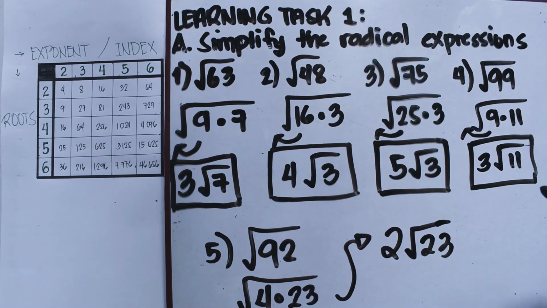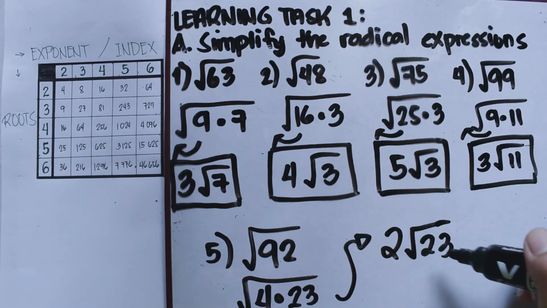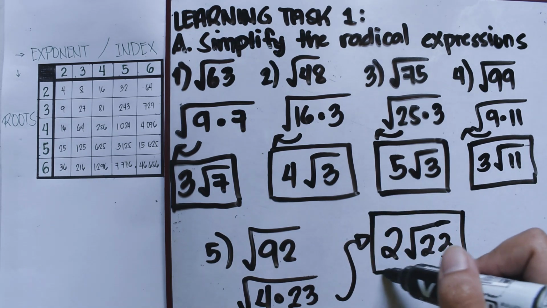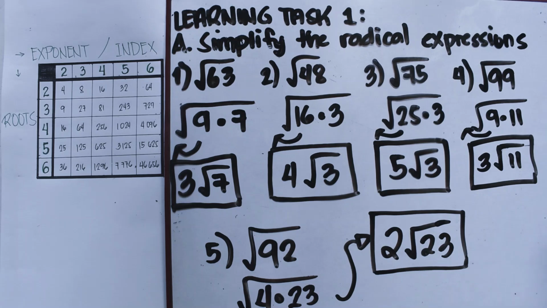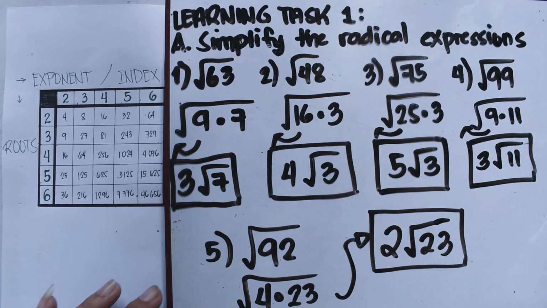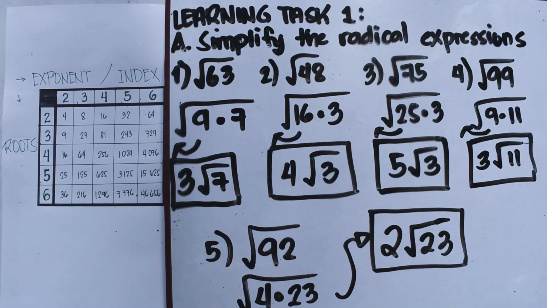So, therefore, alam natin na, yan na po ang final answer. Dahil wala na nga pong factor si 23. Hindi na natin siya mapapaliit. So, ayan na po yung numbers 1 to 5 in your module. So, continue na po natin sa number 6 to 10. Pero, isusulat ko muna yung mga answers na nakuha natin dito sa numbers 1 to 5.